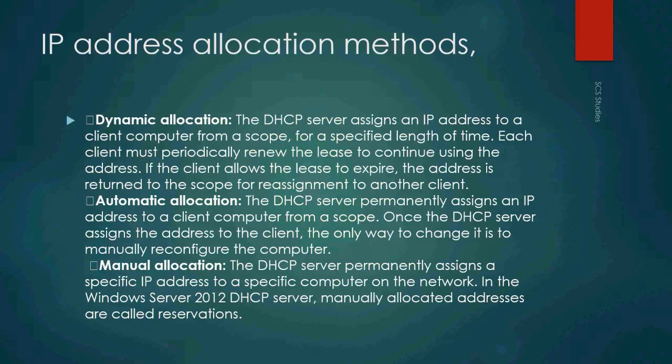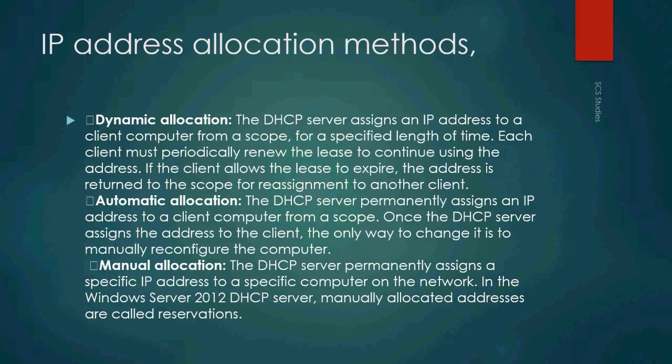Each client must periodically renew the lease to continue using the address. If the client allows the lease to expire, the address is returned to the scope for reassignment to another client. So this is the basic allocation which is done by the DHCP server, and this is known as the dynamic allocation process.